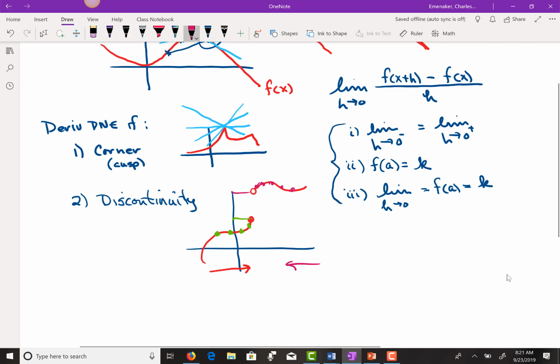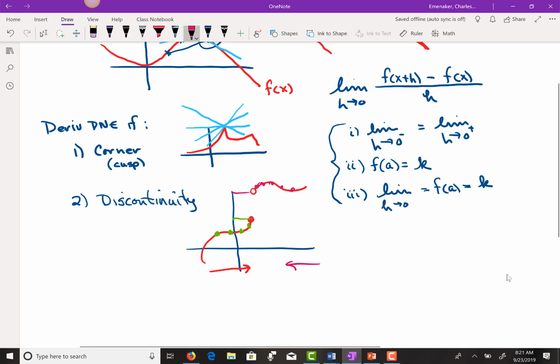And if the left and the right-hand limit do not equal the same value, does the limit exist? No. You're done. You can't do the derivative. Well, if I can't do the derivative, Chuck, what am I supposed to say? Just say the derivative does not exist because there is a discontinuity at the point of interest.